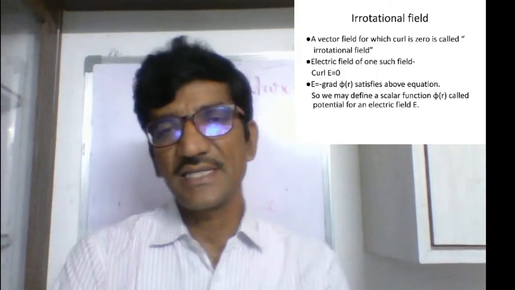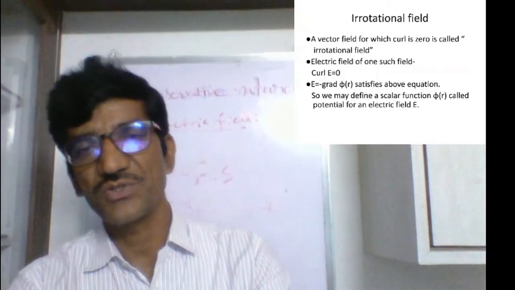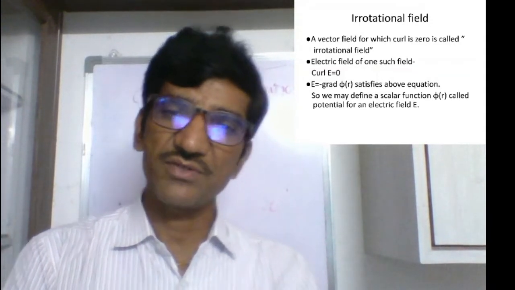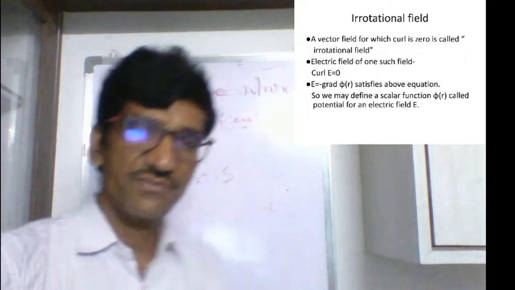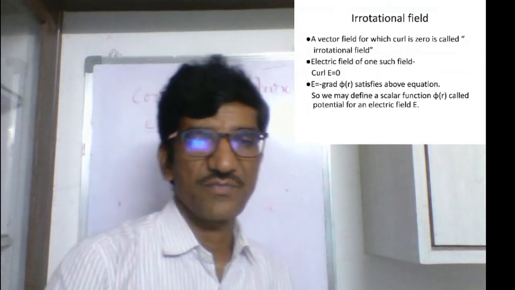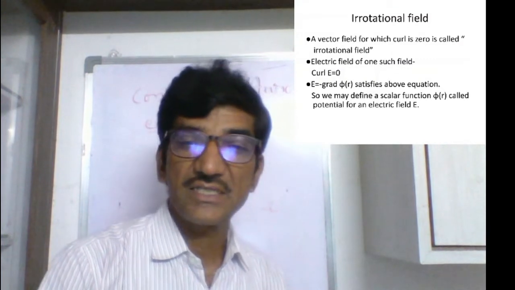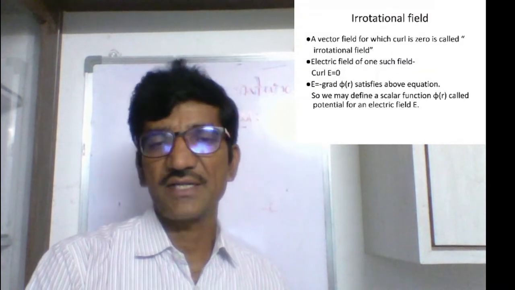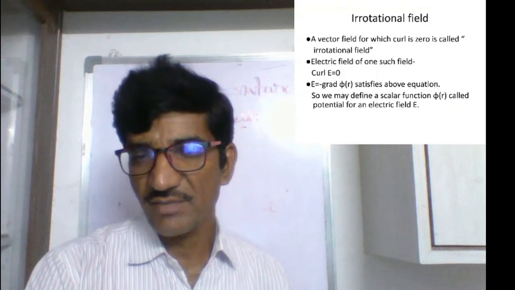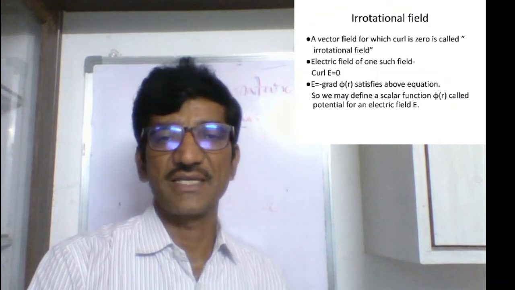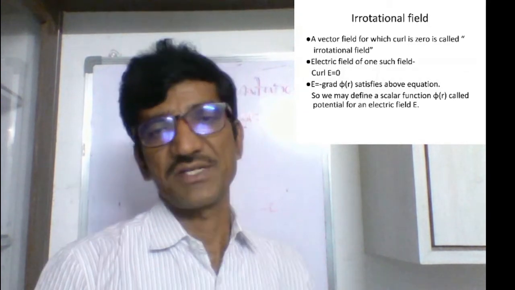See, this statement curl E is equal to 0 or E is equal to minus grad phi, both are giving the same information about the field. Electric field and electric potential give the same information about the field. But there are some advantages of considering or defining the electric potential.